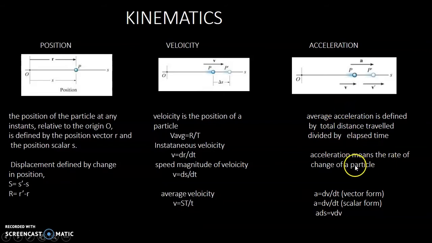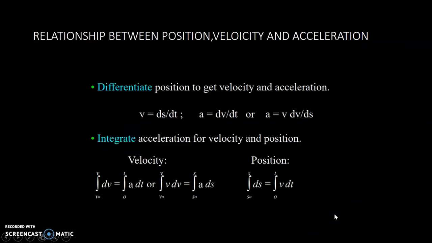Acceleration means the rate of change of velocity, and average acceleration is defined by the change in velocity divided by the elapsed time. Acceleration equals dv over dt in vector form and in scalar form, and it can be simplified as a ds equals v dv.